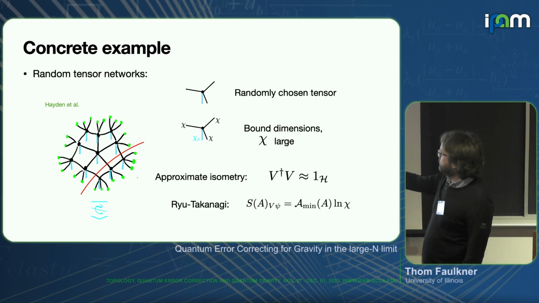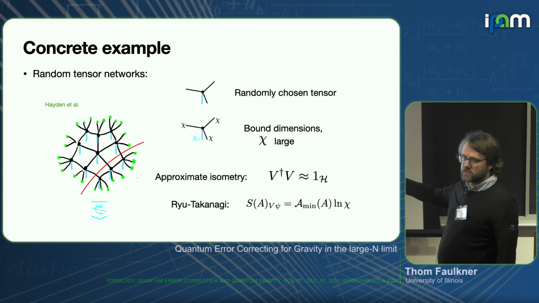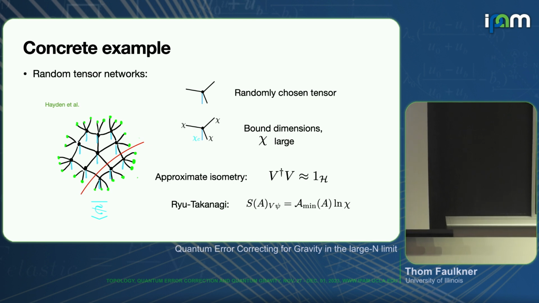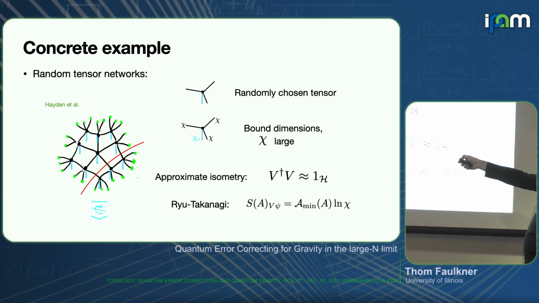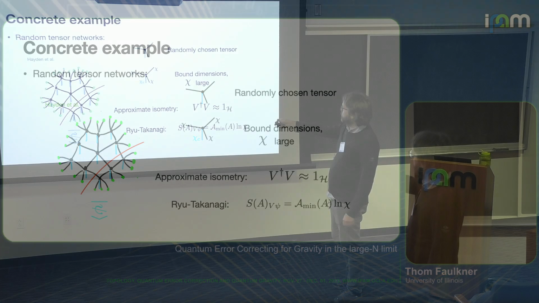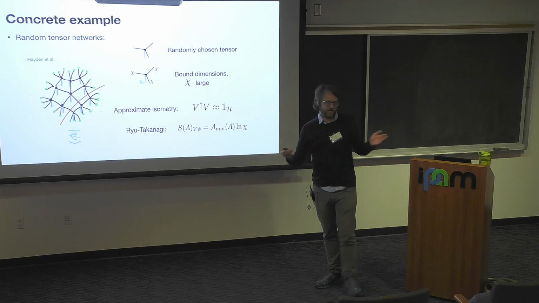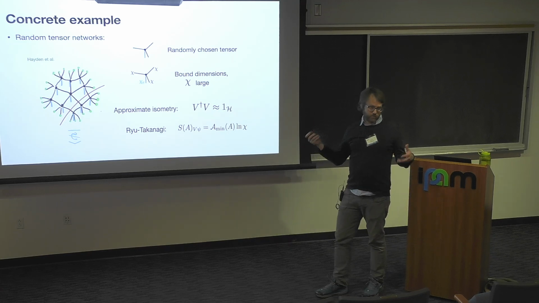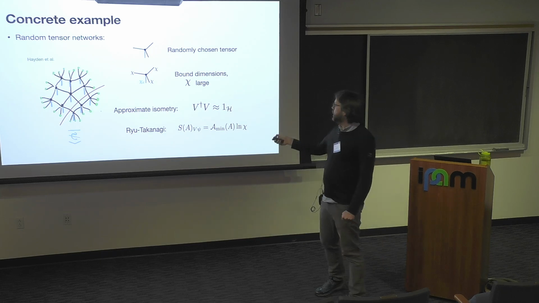The tensors have, so there's sort of two kinds of tensors. There are two kinds of legs that connect to this tensor. There's in-plane legs that have some bond dimension chi, and we're going to pick that to be very large. That's going to play some role like G Newton.